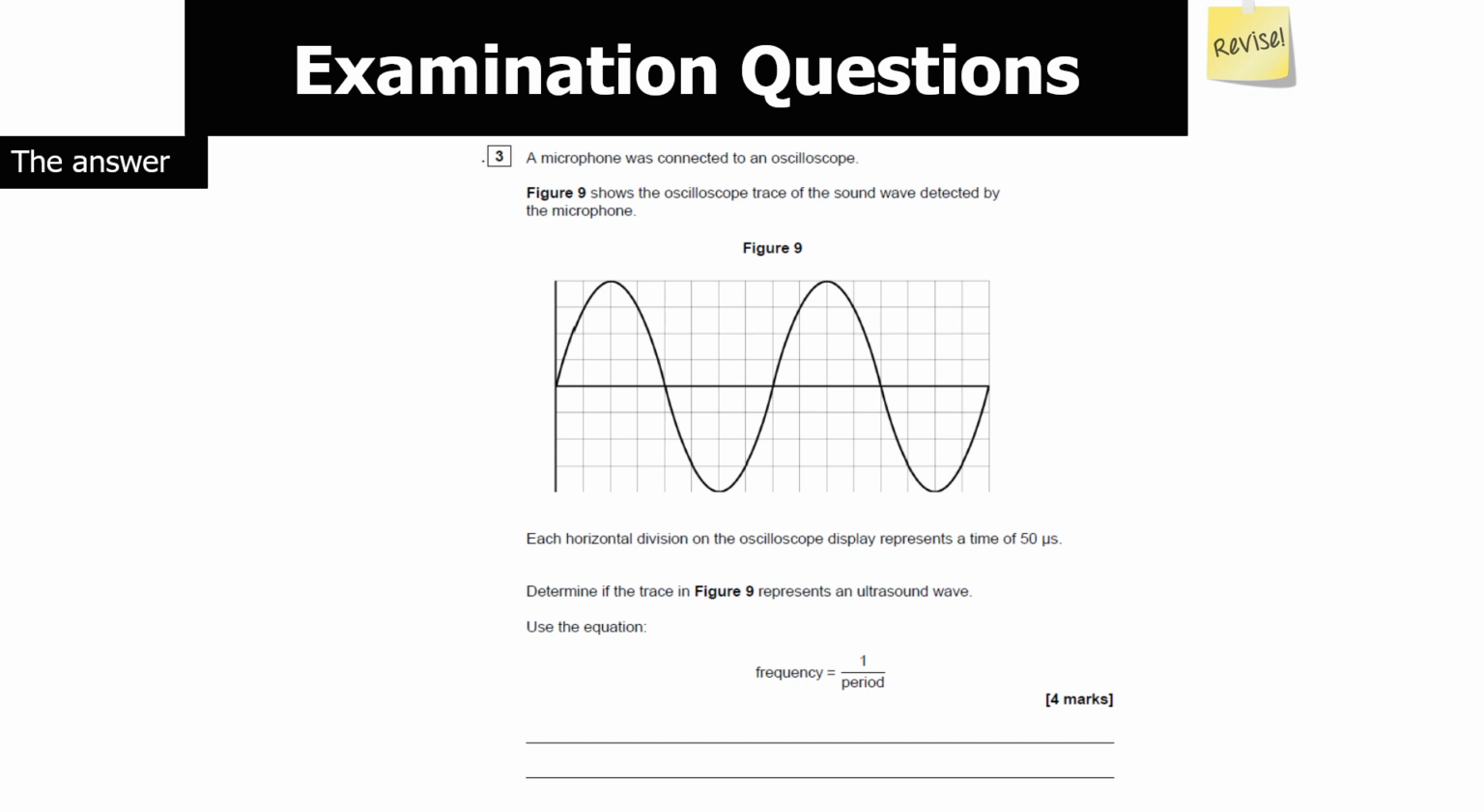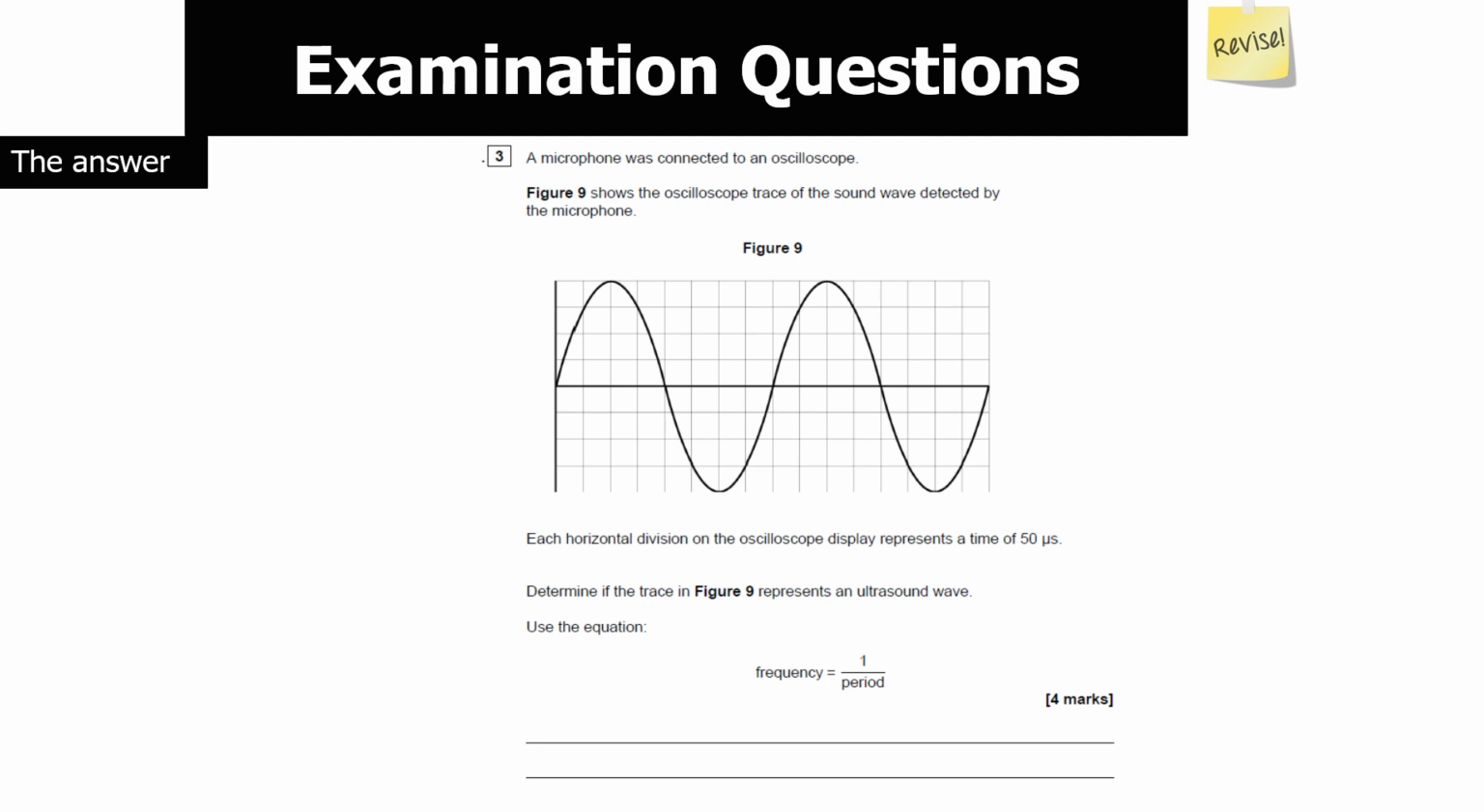Right, this question involves quite a bit of work. So firstly, we notice that the time is given in 50 microseconds. So we've got to convert 50 microseconds into seconds. Now, micro means times 10 to the minus 6. So the time is 50 times 10 to the minus 6, or 5 times 10 to the minus 5.